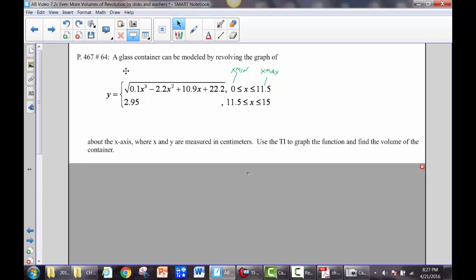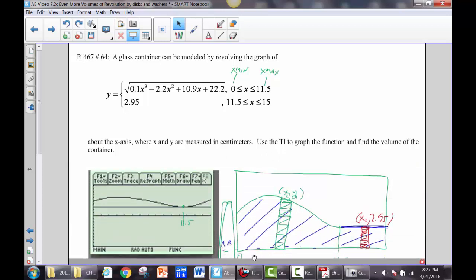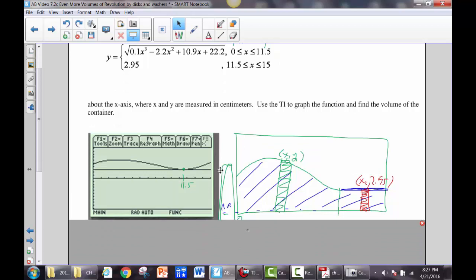Okay, so here, this is a kind of AP-type complicated question. A glass container can be modeled by revolving the graph of this, a very attractive piecewise function, about the x-axis, where x and y are measured in centimeters. Use the TI to graph the function and find the volume of the container. So this is a TI-89, but what I've done is I've graphed the piecewise function, and you know how to enter this on your calculator. My window, of course, is probably from 0 to 15. And so this is the graph that you get.